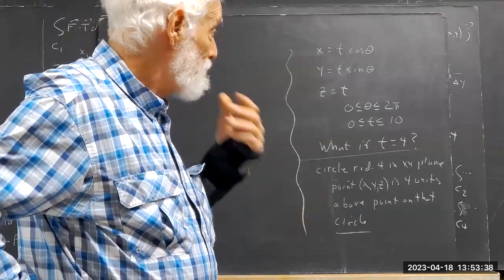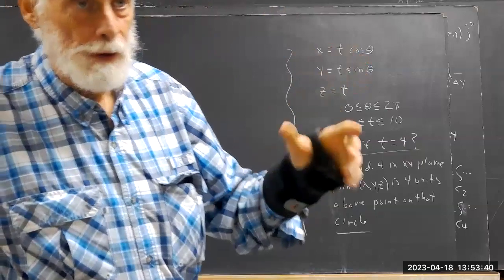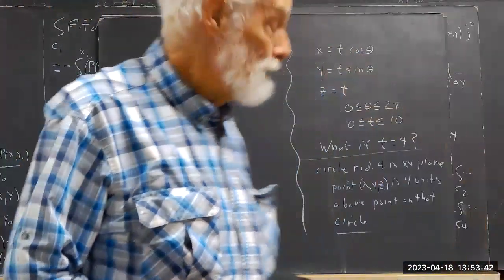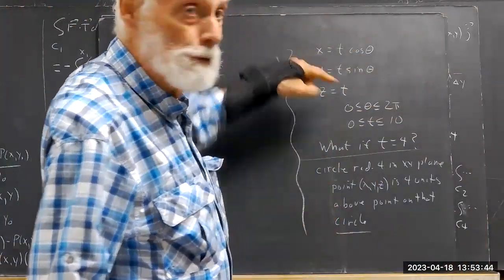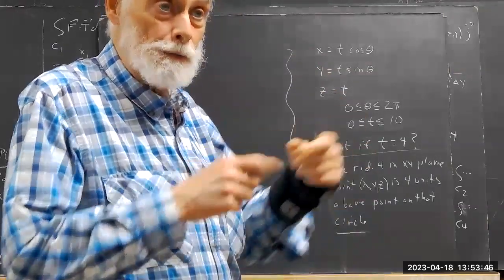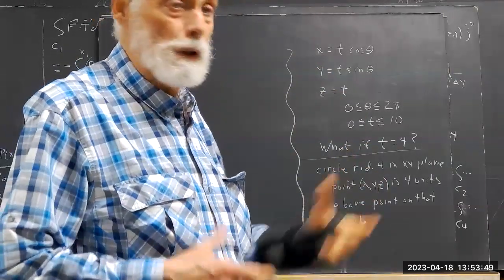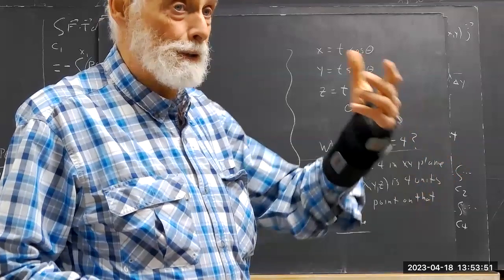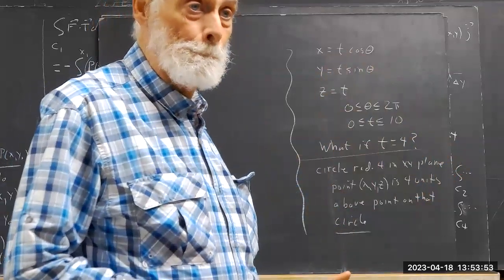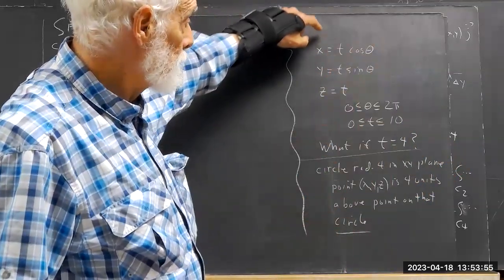And then we look at the parameterization of the sphere. That's not too hard. You still look at circles down here, and then how high do you have to go? The radius squared minus x squared minus y squared.